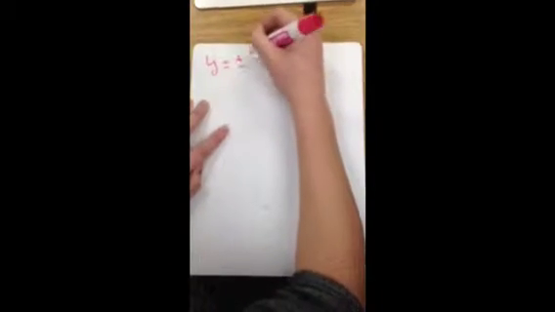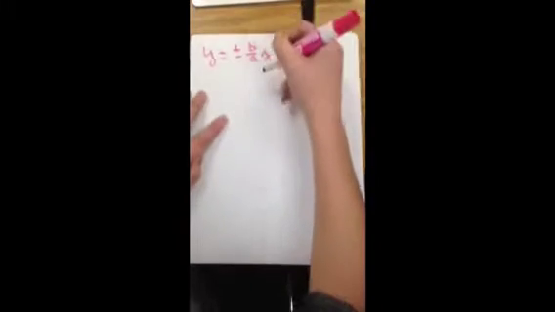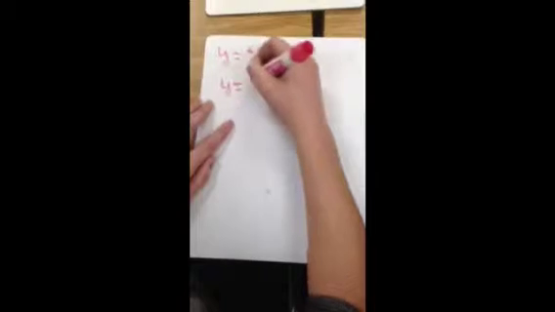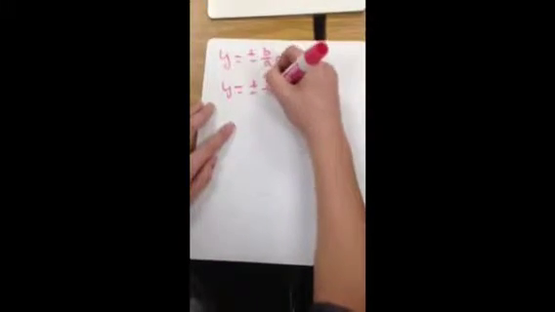For the asymptotes, it's y equals plus or minus b over a times x. So you just plug in your numbers from above. You have y equals plus or minus 2 over 3 times x. That's your answer.